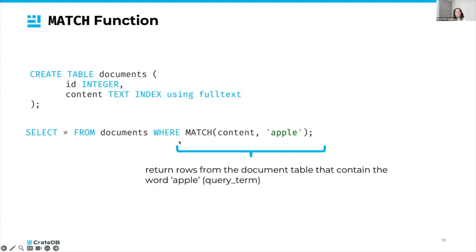And you can see here that I'm matching the content on Apple. So I'm looking for the Apple term on the inverted index, right? What will that do? Well, it will return the rows from the document that contain the word Apple. Pretty straightforward, right? But of course, we're not limited to that, because there is another thing that I find quite interesting when it comes to match. What is that? It's the score.